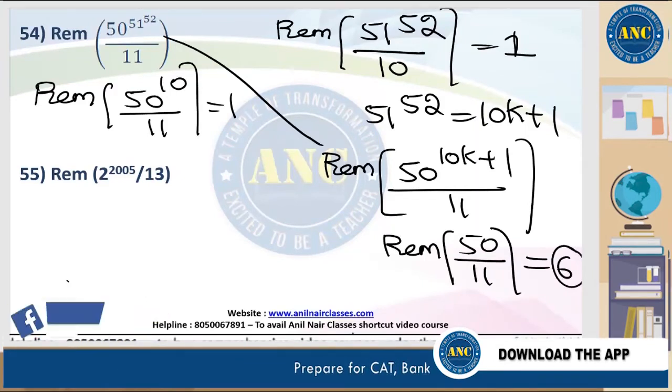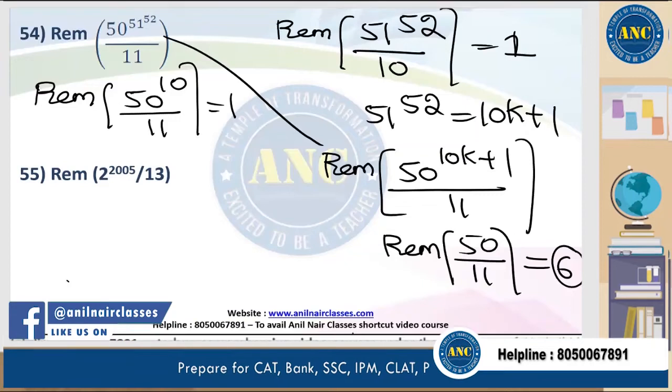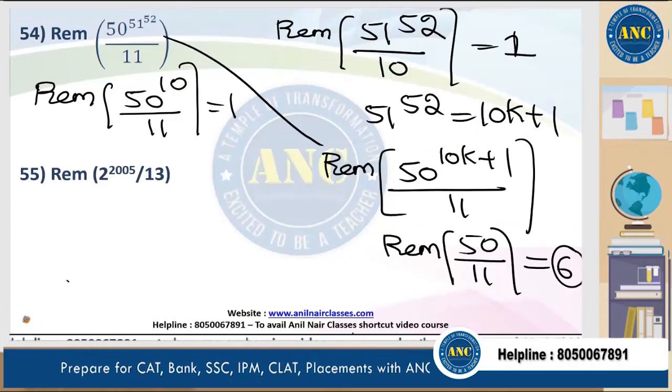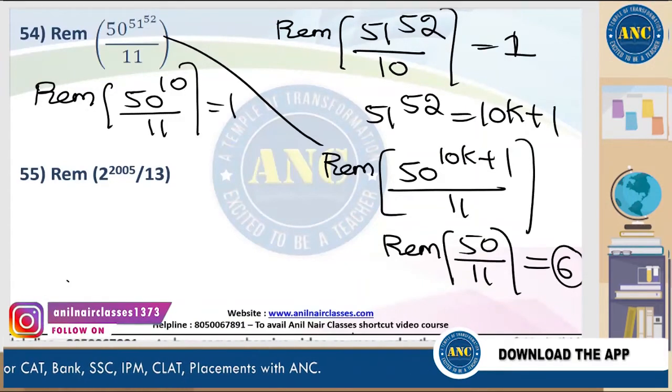Power to power also you can do it. 55 problems are only based on remainders.